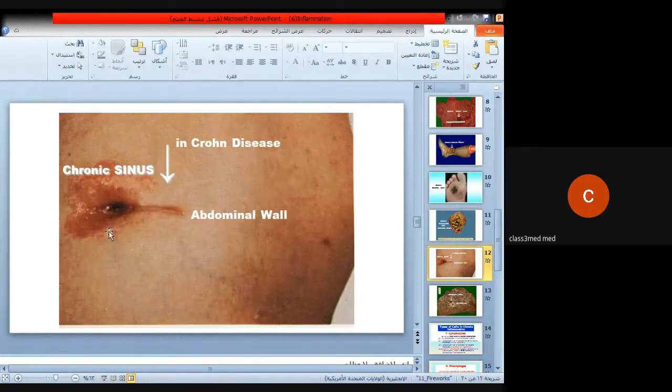This is the sinus. This is the abdominal wall. And this is the opening of the sinus, a chronic sinus.